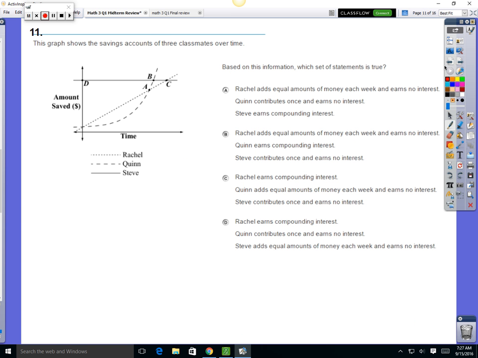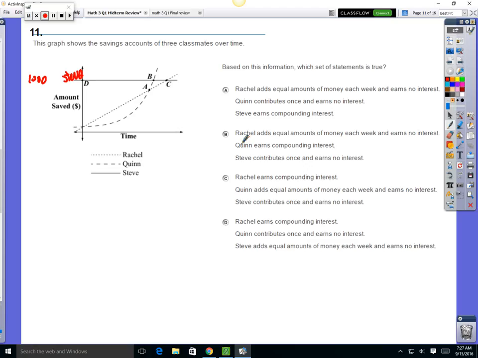11. This graph shows the savings accounts of 3 classmates. So Steve is this guy right here. Now Steve's savings never ever changes. Doesn't go up, doesn't go down. So Steve is not adding money to his account. He's not taking money from his account. His account is just staying at whatever this number is. If this number is $1,000, Steve's staying put at 1,000.